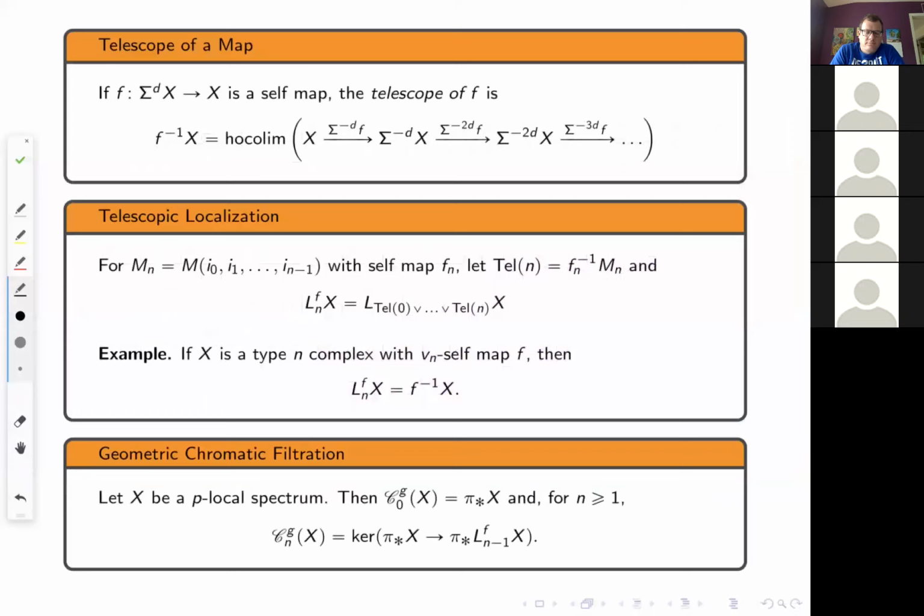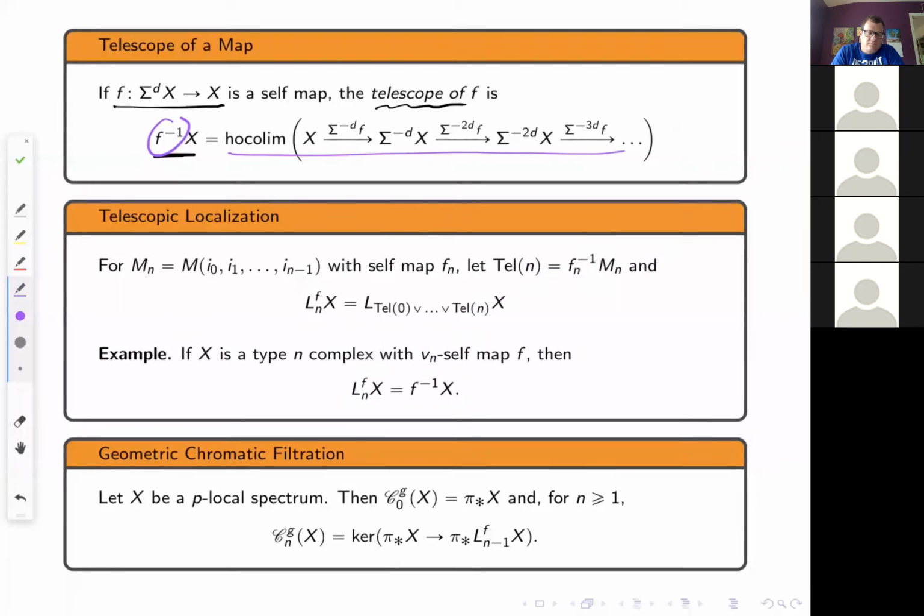So let's talk about these periodic families. They're related to the Bousfield localization story we've given before. I've talked about this for v_{n-1} mu before, so now let's make the definition more general. If you have a self-map f, then the telescope of f is this homotopy colimit. You just iterate it. Algebraically, you want to think of this as having the effect of inverting f on X.